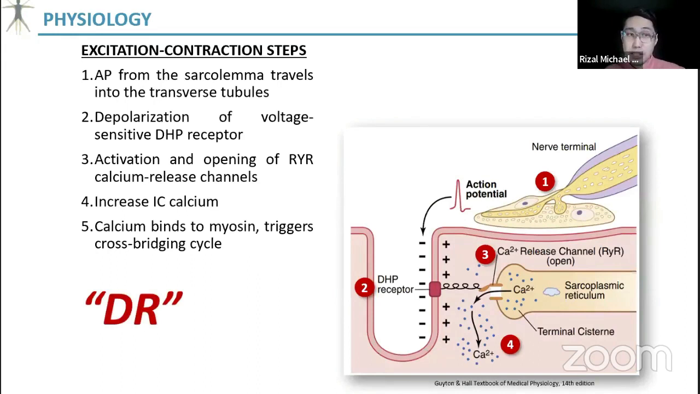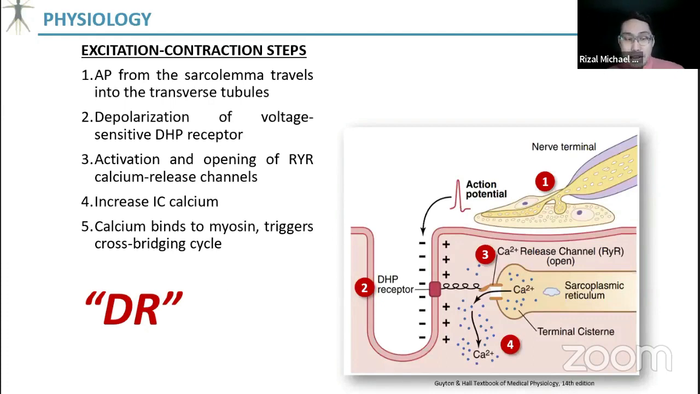Mauna si D bago si R. So dihydro bago si ryanodine. Okay? So dihydro, okay, your DHP receptors will be activated so that it can activate yung ryanodine receptor channels mo. So yung RYR channel mo ngayon in the sarcoplasmic reticulum, siya yung mag-active, siya yung mag-open para i-release yung calcium inside the sarcoplasmic reticulum. Okay?